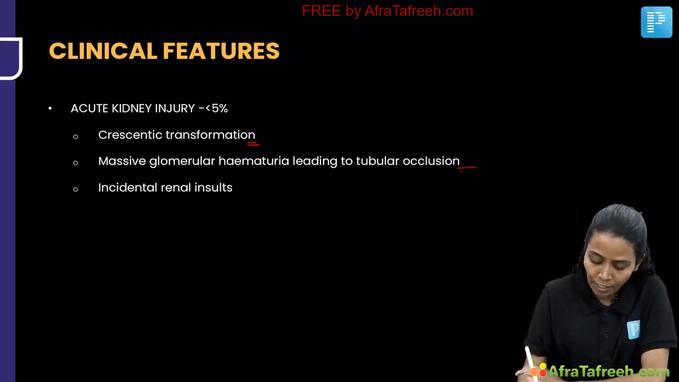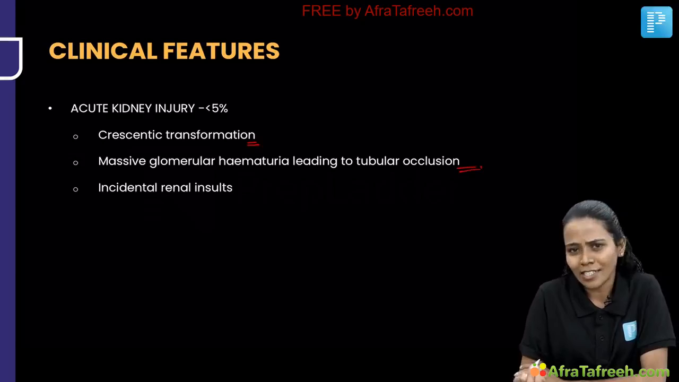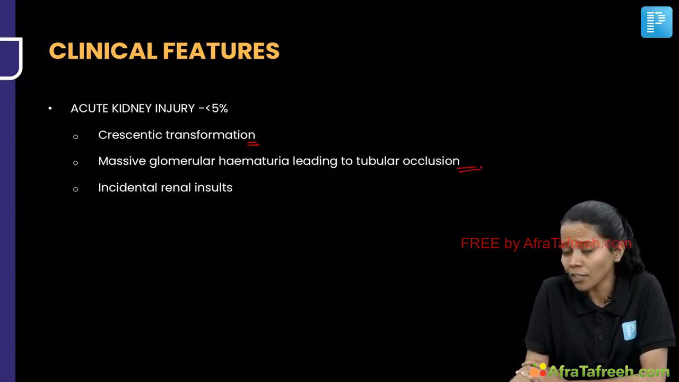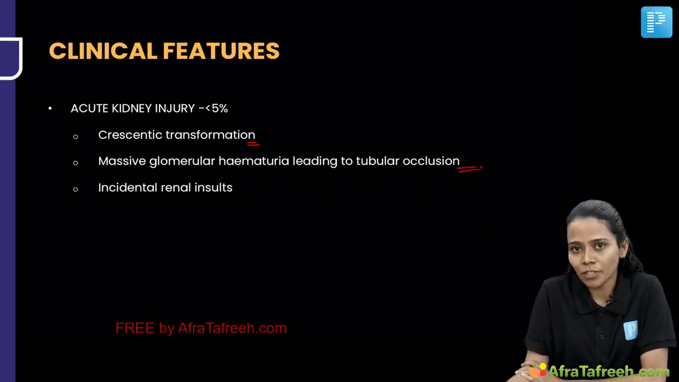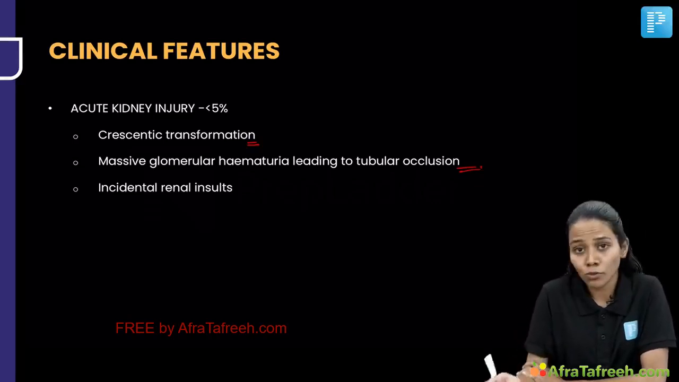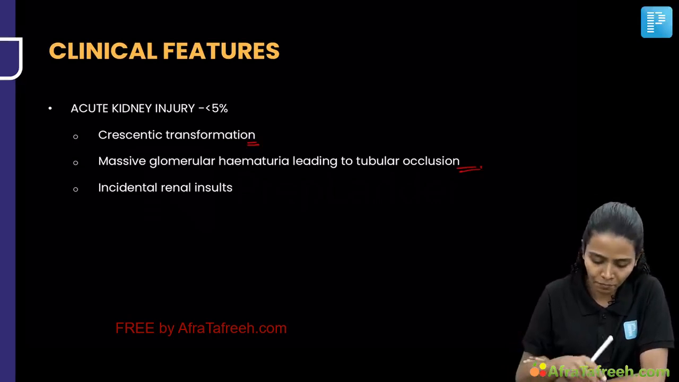Okay. Now, there can be some incident renal insults, like a patient having diarrhea and taking some ACE inhibitor, or a patient having some other pre-renal cause of AKI, some obstructive uropathy, anything like in the general population. So these causes also can happen in IgA nephropathy.